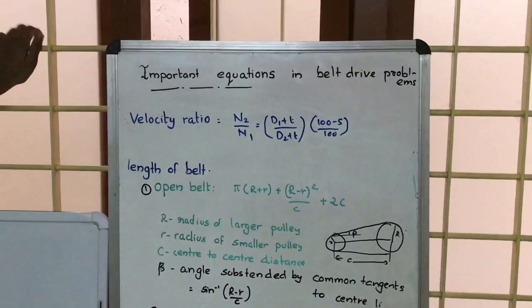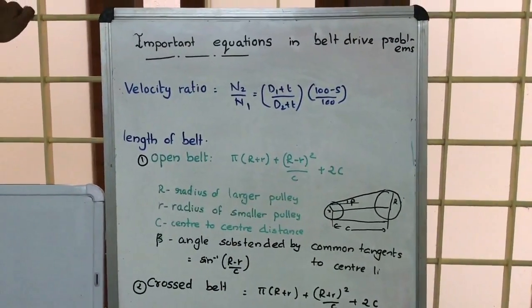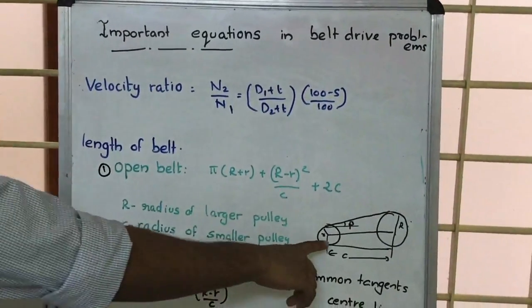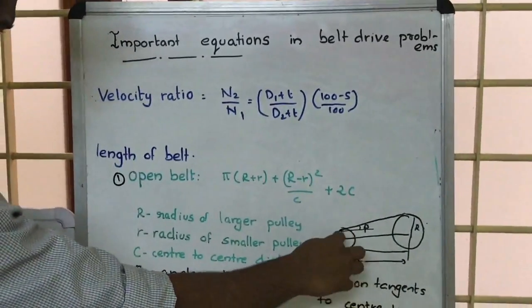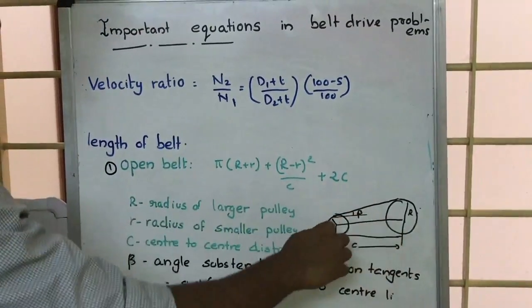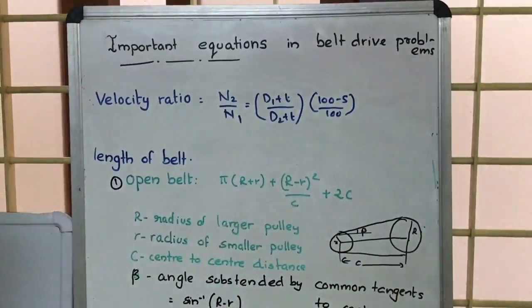Let us look into some important equations that we can use while doing belt drive problems. First one is velocity ratio. Suppose this is the driving pulley and this is the driven pulley, and let the diameter of the driving pulley be d1 and the diameter of the driven pulley be d2, and let the rpm of the drive pulley be n1 and the rpm of the other be n2.